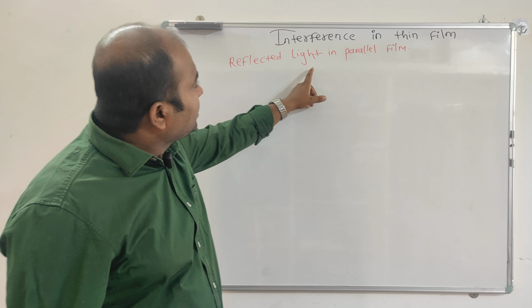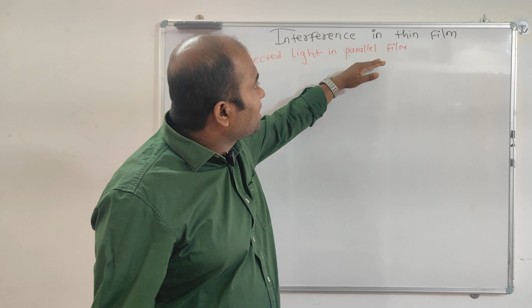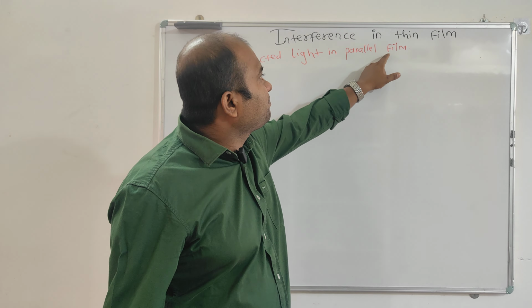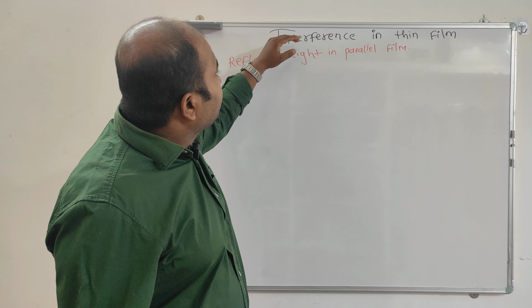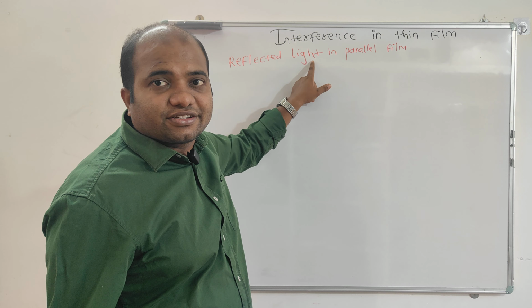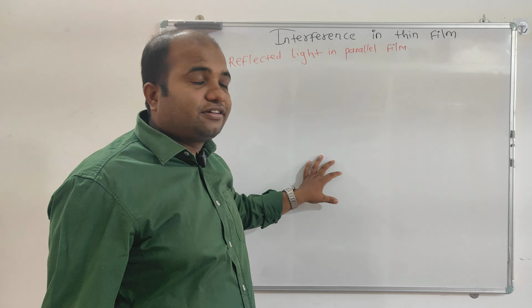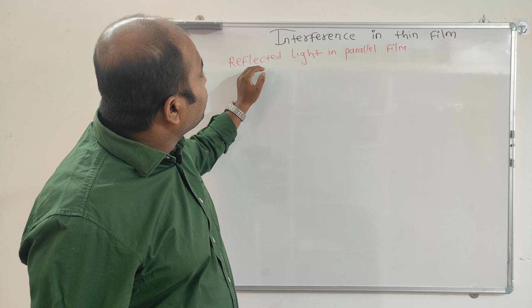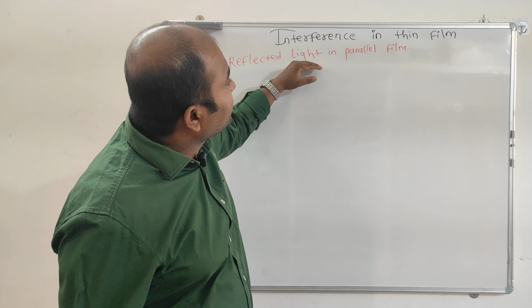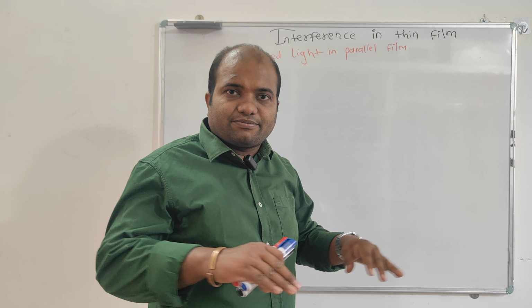about reflected light in parallel film, that means in a parallel thin film. So if interference is because of reflected light, then how is it, right? And again, it will be interference due to transmitted light in a parallel thin film, right?